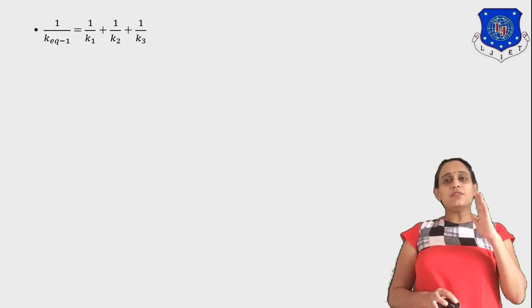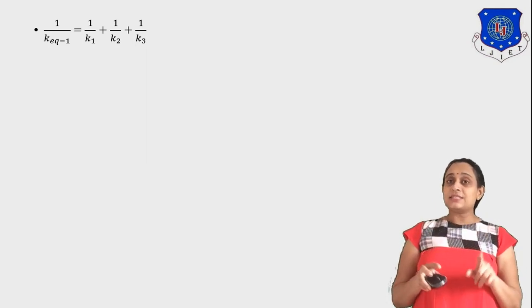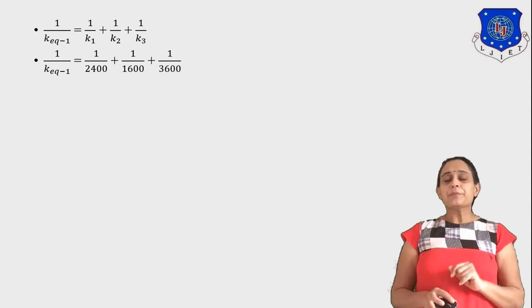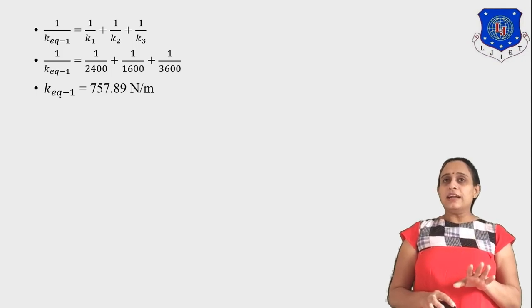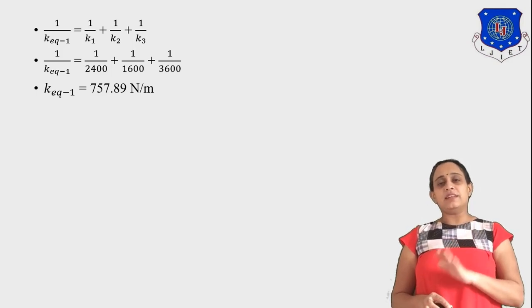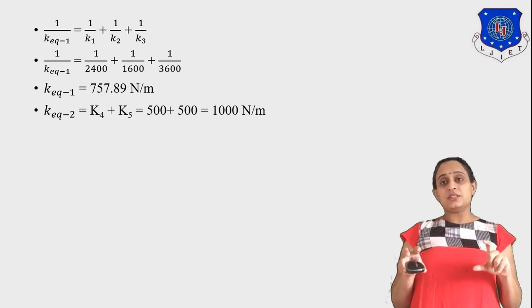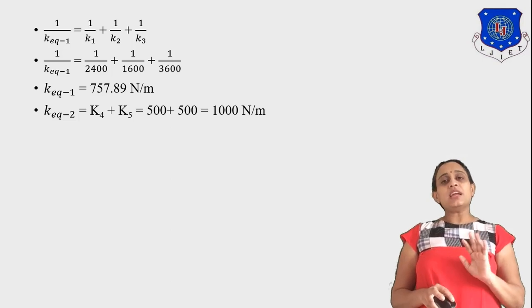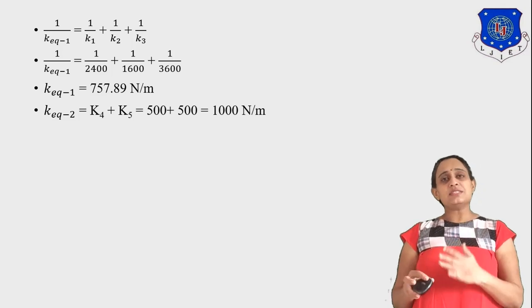What is the equation? 1 upon K equivalent 1 is equal to 1 upon K1 plus 1 upon K2 plus 1 upon K3. For this case, we have to consider that the system is in equilibrium. Okay. Now, let us find out K equivalent 1. So we are getting the equation and the answer is 757.89 Newton per meter. Okay. The lower springs are parallel to each other. It means K4 and K5. So, let us find out the equivalent 2. K equivalent 2 is equal to K4 plus K5, which is 500 plus 500, which is 1000.